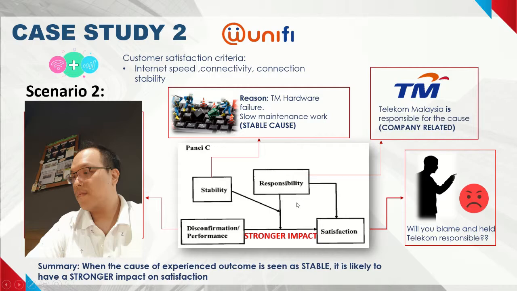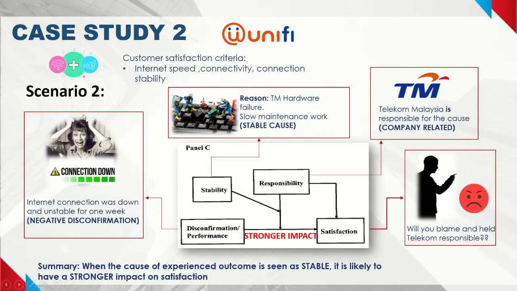Hi, I will be explaining the second scenario of being a Unifi customer. Similar to the previous scenario, we are experiencing an internet connection that was down and unstable for a week. It is a negative disconfirmation, in which the internet speed is well below the expected high-speed internet. The difference is the cause of the slow internet speed.